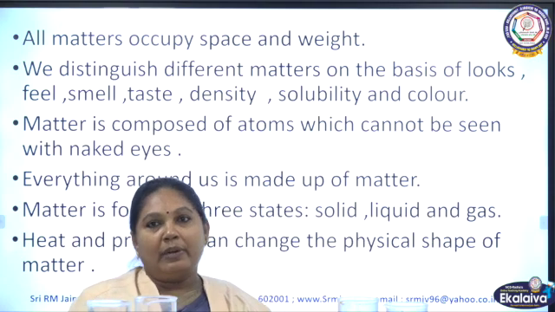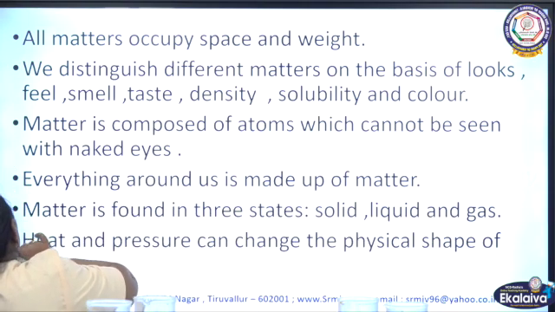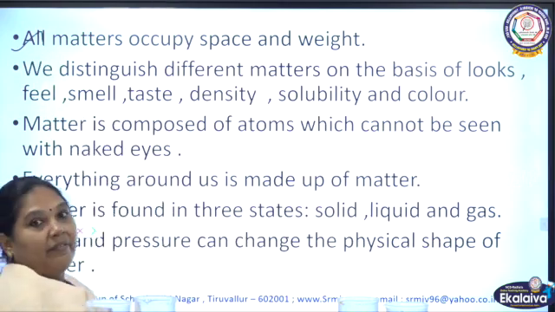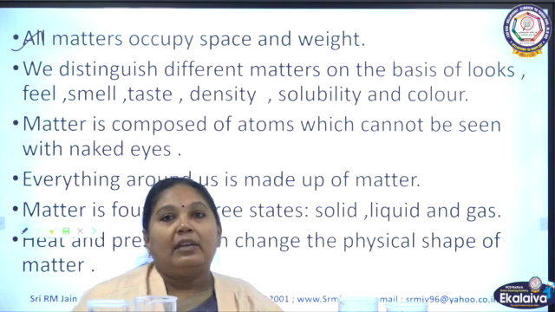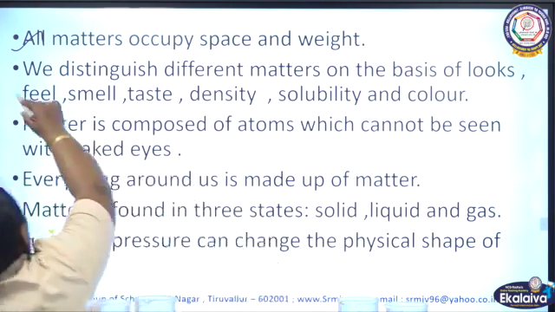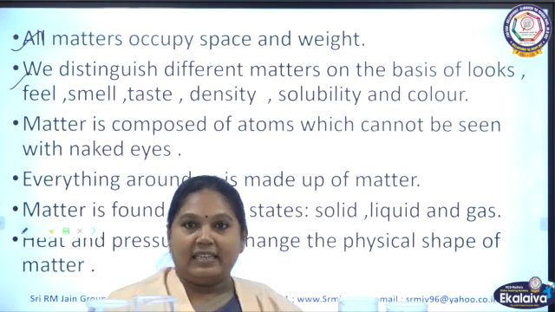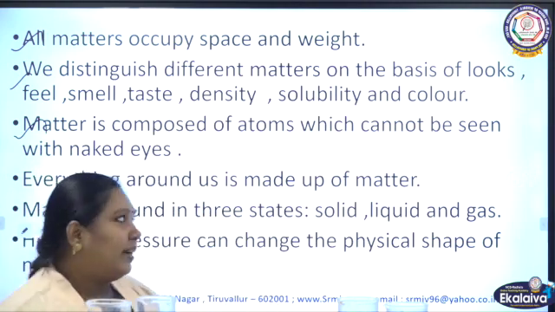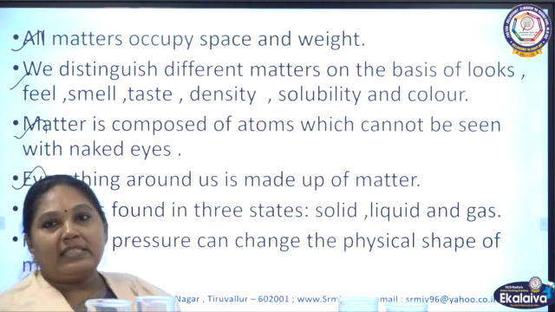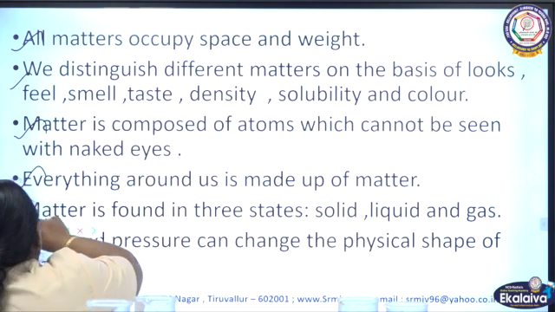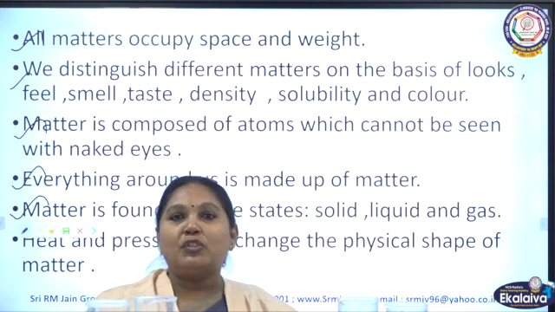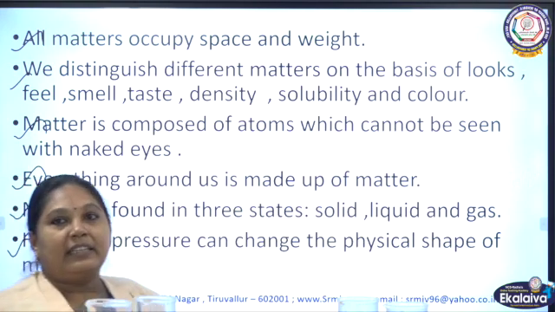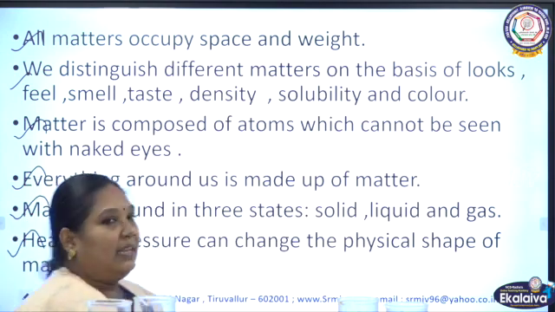Now we can summarize what we have learnt. All matter occupies space and has weight. We can distinguish different matters on the basis of look, feel, smell, taste, density and colors. Matter is composed of atoms which cannot be seen with our naked eye. Everything around us is made up of matter. Matter is found in three states, that is solid, liquid and gaseous. Heat and pressure can change the physical shape of a material.